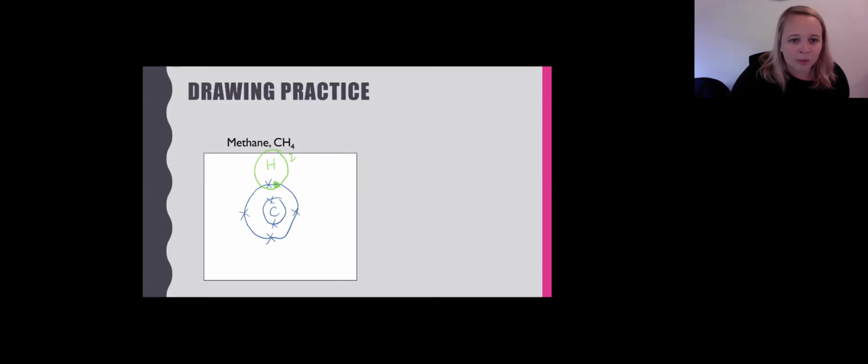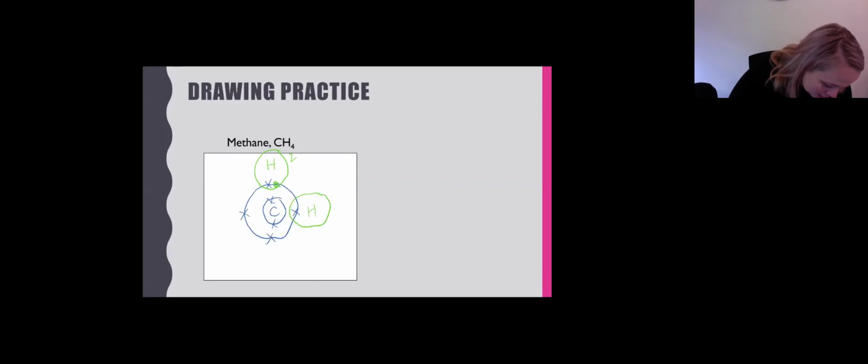At the moment, the carbon only has 5, so it's not really happy. So I'm going to put another hydrogen down here. Yeah, it's going to have 2 in its outer shell, so it's going to be happy. Another hydrogen down here. Another hydrogen over here.